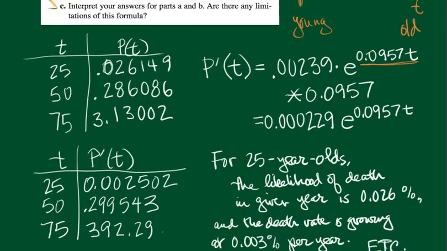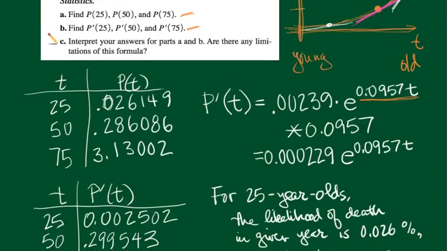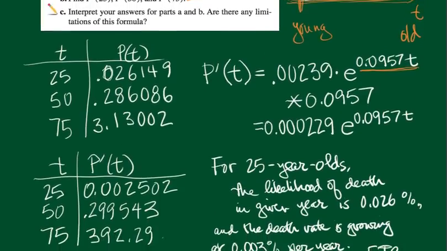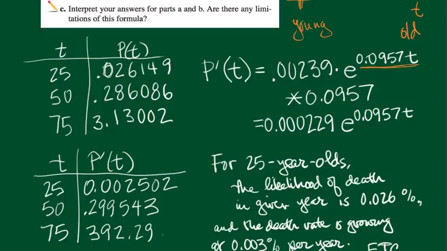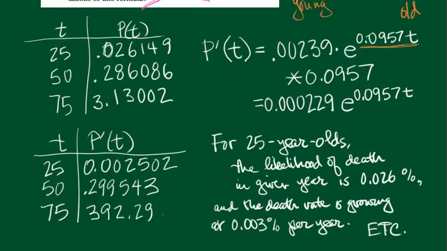And then there was one other question at the end. Are there any limitations of this formula? Well, what do you think? Does it all end somewhere? We don't even have to have a death rate for 200-year-old people because there aren't any. So I'll let you come up with a statement for situations a little less outlandish than that. I think that's the end of this part.